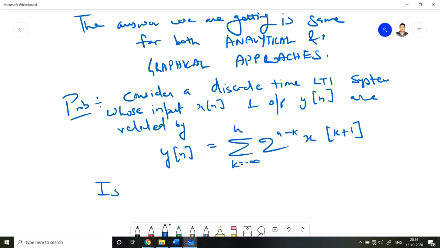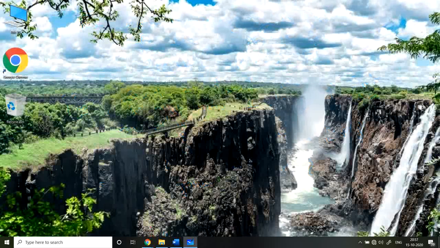Now the question is: is the system causal?